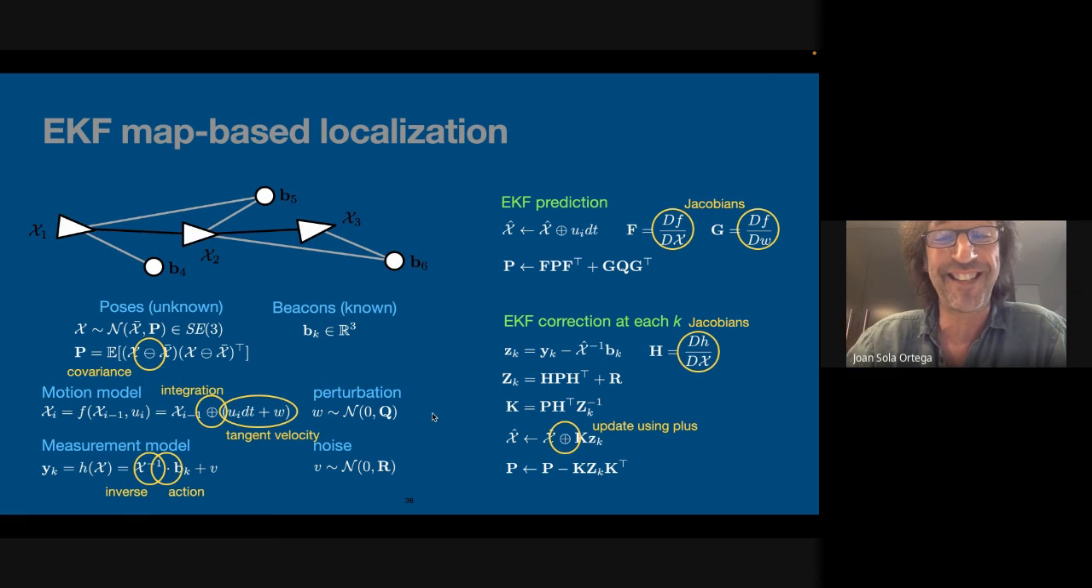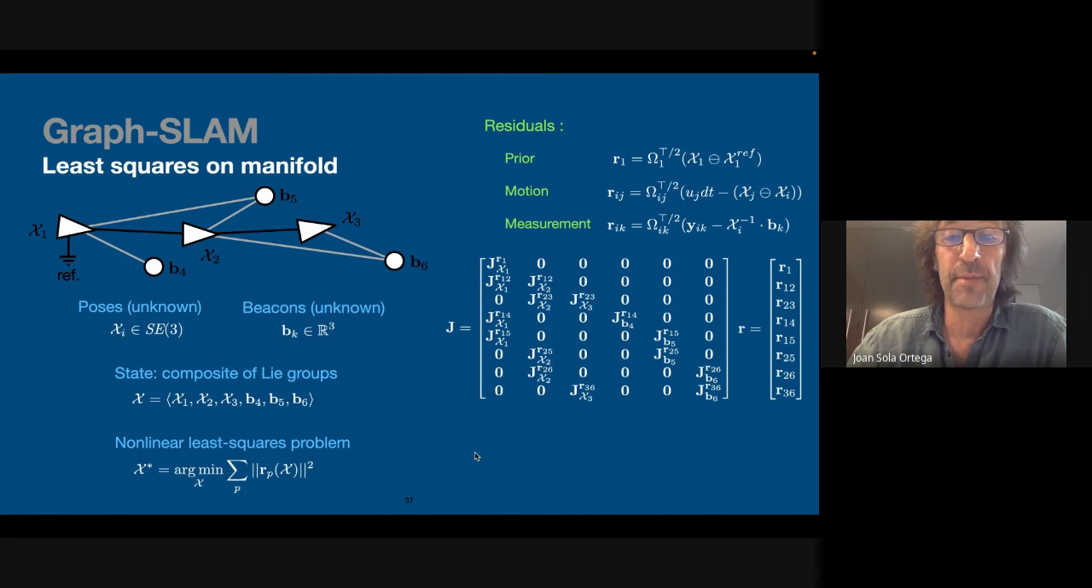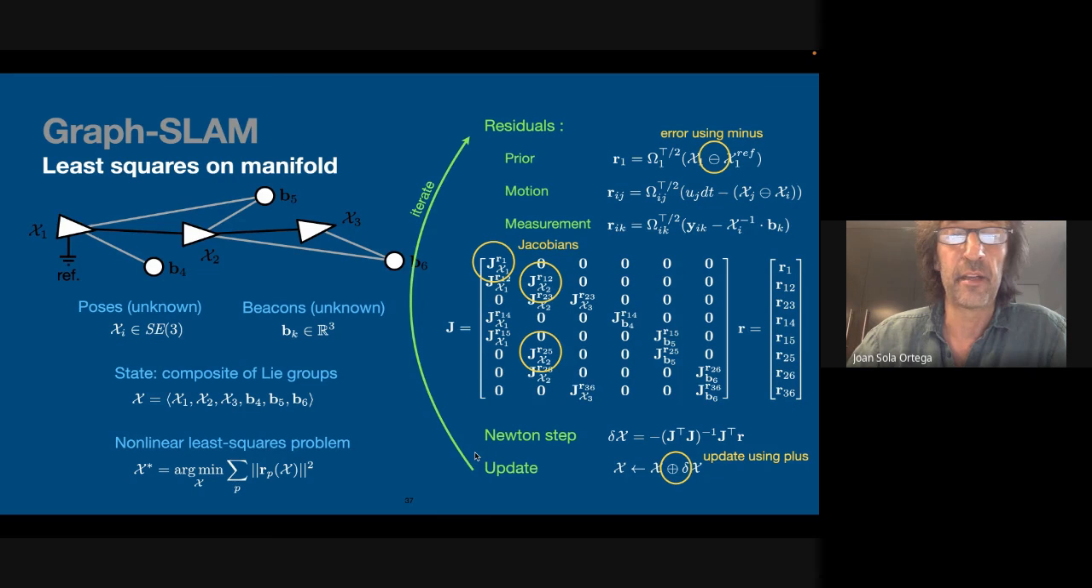I'm sorry, but yeah. So that's the last note to give, is that the update is also using plus. This other example is similar, nonlinear optimization, same thing.